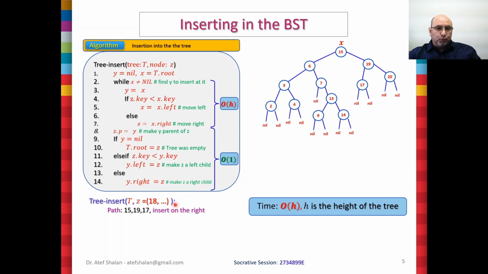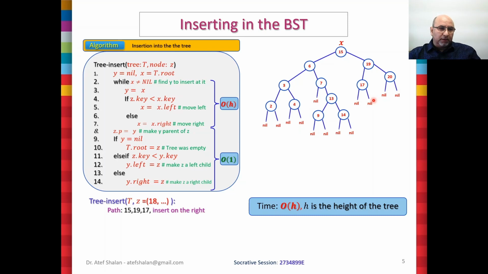So if, for example, we want to try the algorithm here, we want to insert something into this tree. We want to insert a node Z that has a key of 18. Again, we start by the root node. 18 is larger than 15. Then we go to the right. Then 18 is smaller than 19. Then we go to the left. 18 is larger than 17. Then we go to the right.